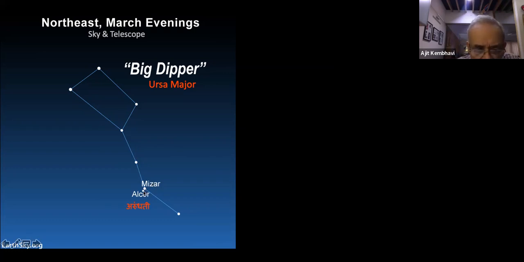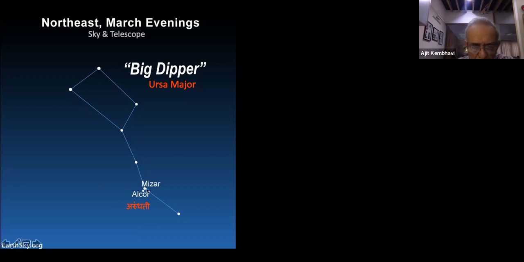And then there's a very faint star there, which is called Alcor in Arabic, but which is in Sanskrit known as Arundhati. Okay, it's a faint star. You need to be able to detect it. And in fact, Vivekananda has also mentioned it in one of his lectures.